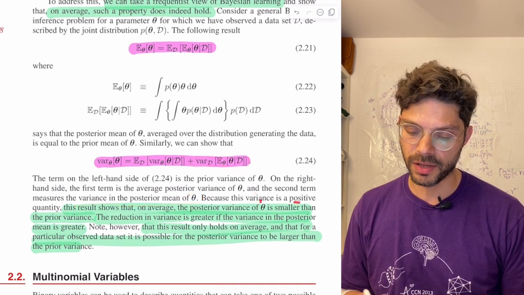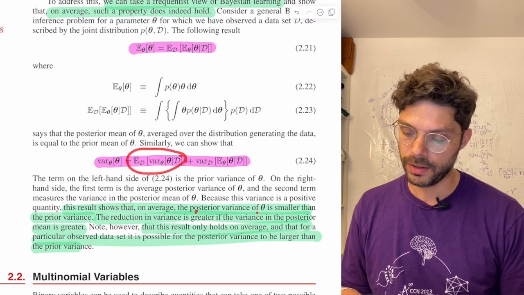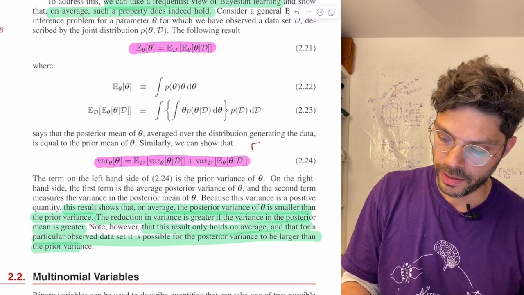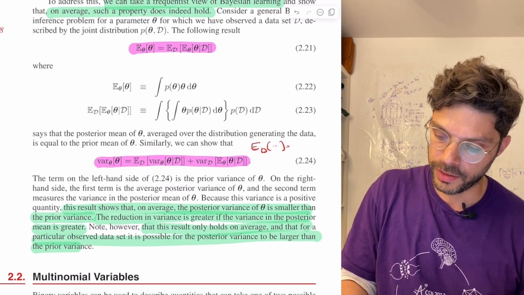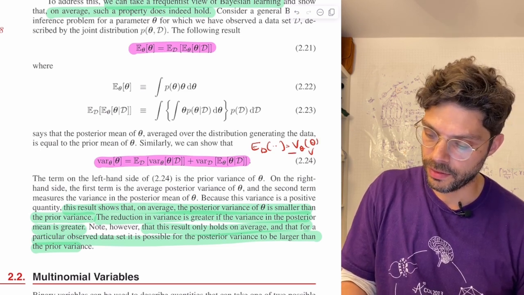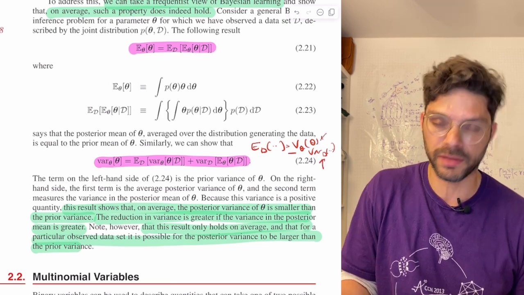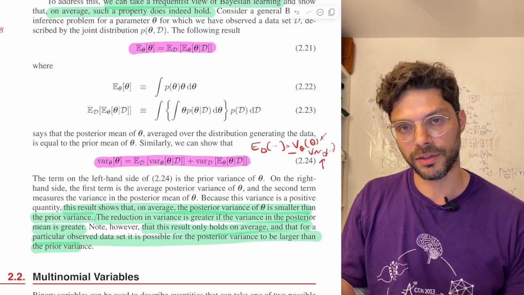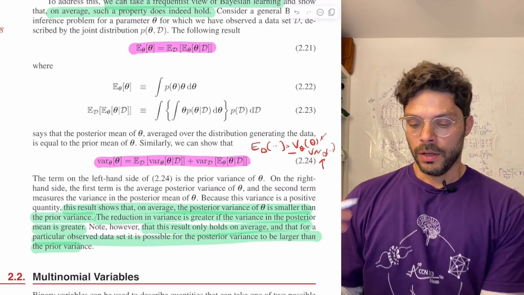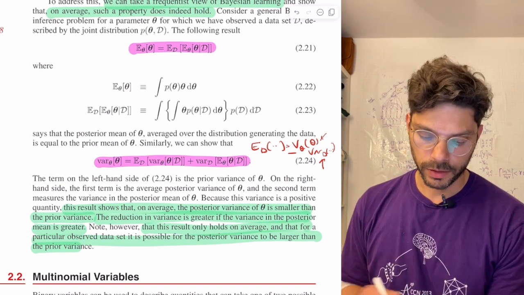Because this variance is a positive quantity, this result shows that on average, the posterior variance of theta is smaller than the prior variance. It's just because, right, the expected posterior variance is equal to the variance of theta minus the variance of the posterior mean. So this is just a number, and a positive number is being subtracted from it. So on average, your variance in the posterior will be smaller, but not always.